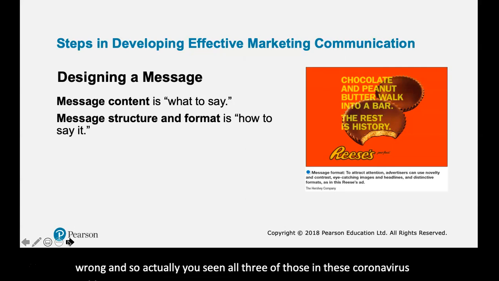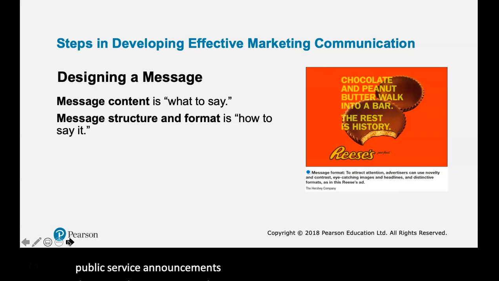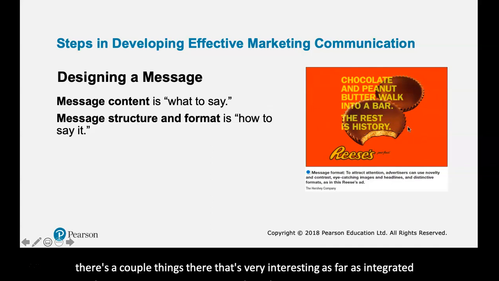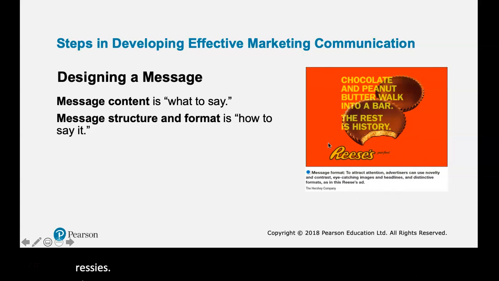Designing the message, the message content is what to say, how to say it. If you took a look at this ad for Reese's peanut butter, there's a couple things there that's very interesting as far as integrated marketing communications. One is the color. We all associate this color possibly with Reese's because they've always stuck with this particular shade of orange. Also notice the font script of Reese's. This is very consistent across all of their advertising and marketing communications.